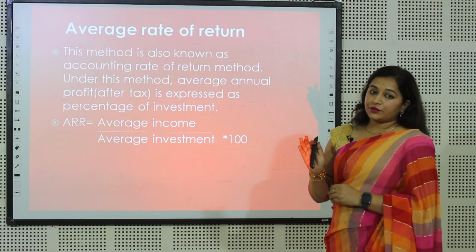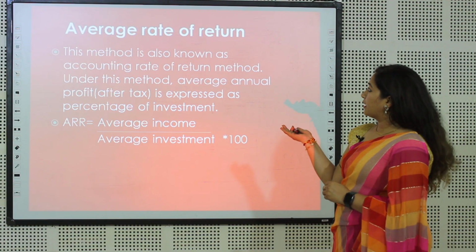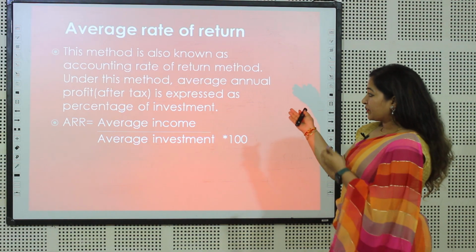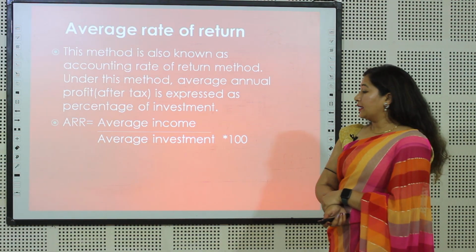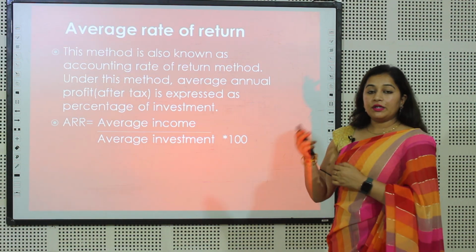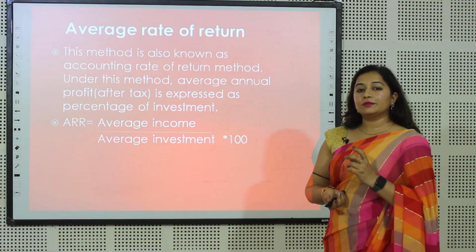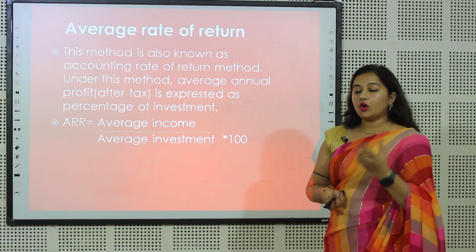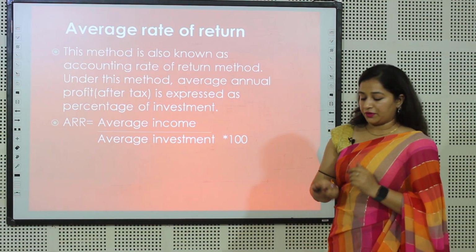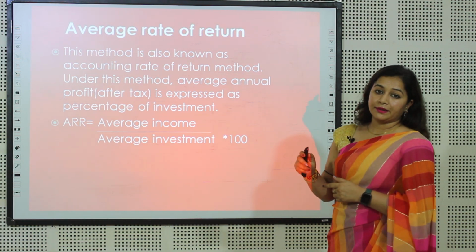The basic difference between the annual income we take into consideration in average rate of return and cash inflow is that in average rate of return, we take income after tax and after depreciation, but in the payback period method, we include cash inflow. And what is the basic formula of cash inflow? Cash inflow is basically net income or net earning or net profit after tax but before depreciation. This is the basic difference between cash inflow and income.